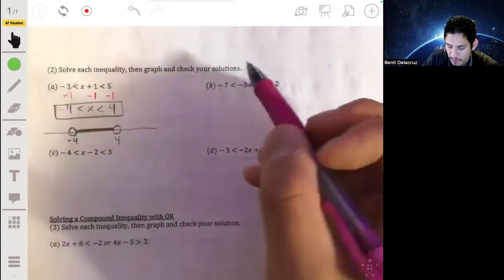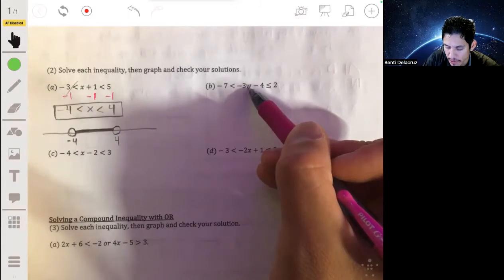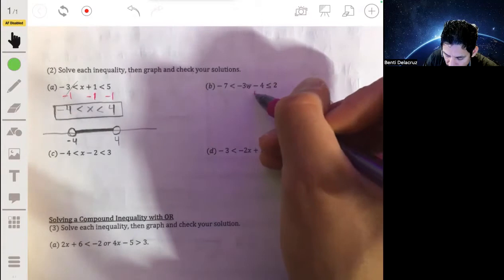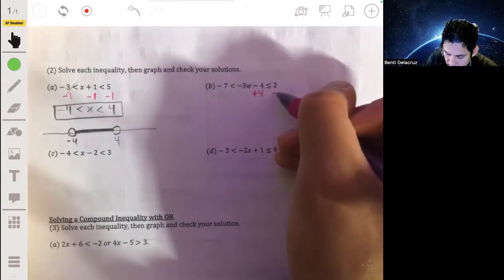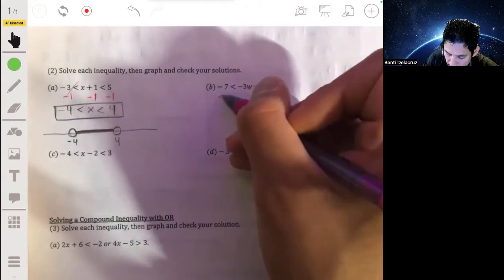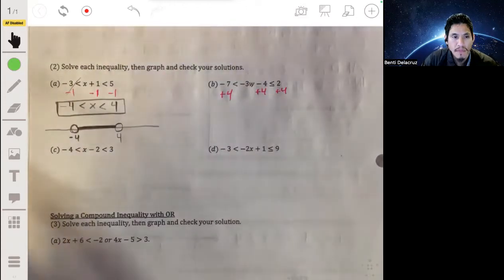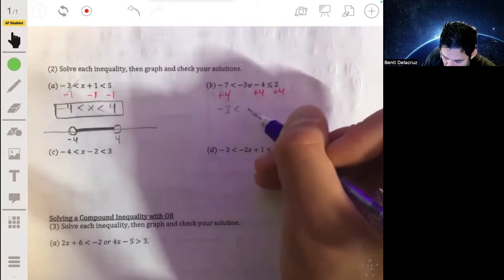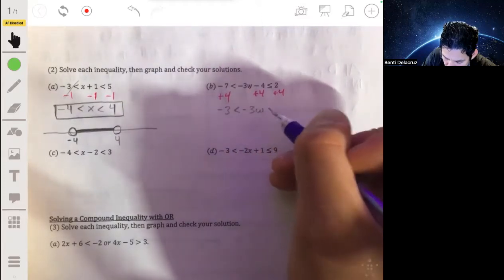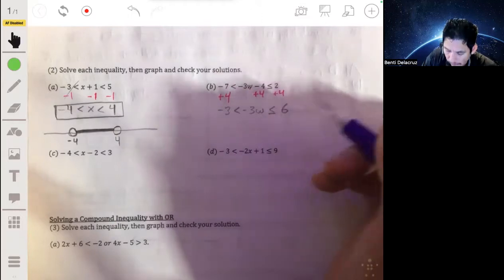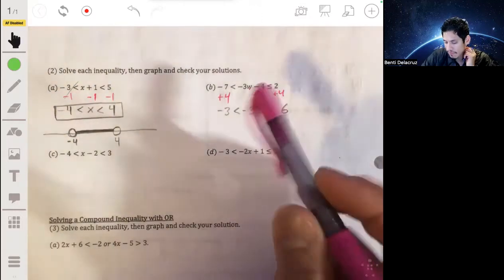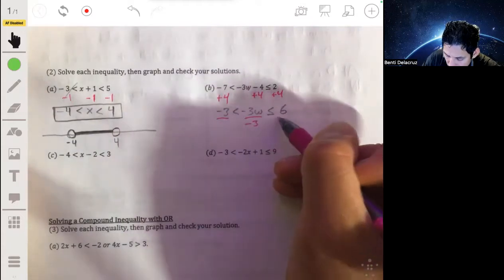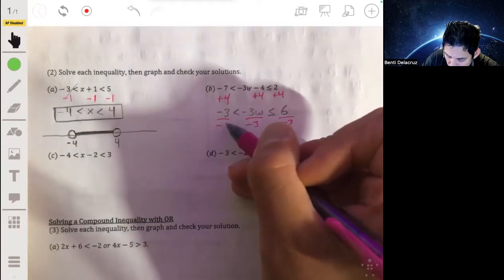All right, for B, again, we want to get W by itself in the middle. We want to keep it in the middle. So let's first add 4 to each part. So add 4 to the right, to the middle, and to the left. And we'll get -3 is less than -3W, which is less than or equal to 6. Then we have to divide by -3. So we divide each part by -3.